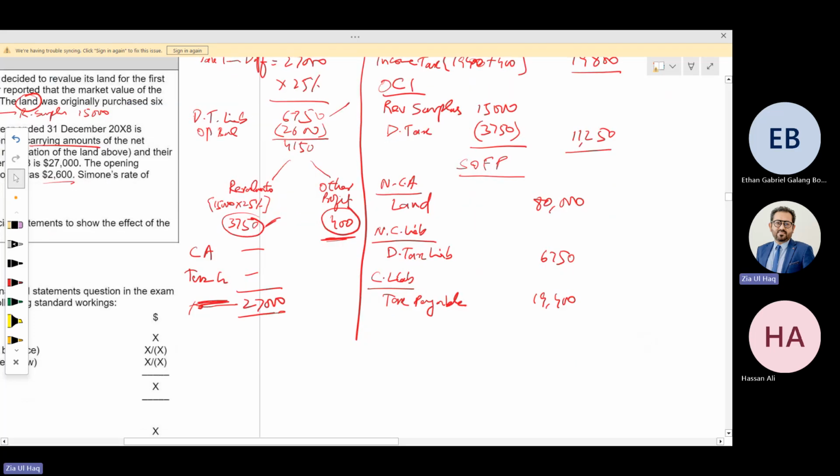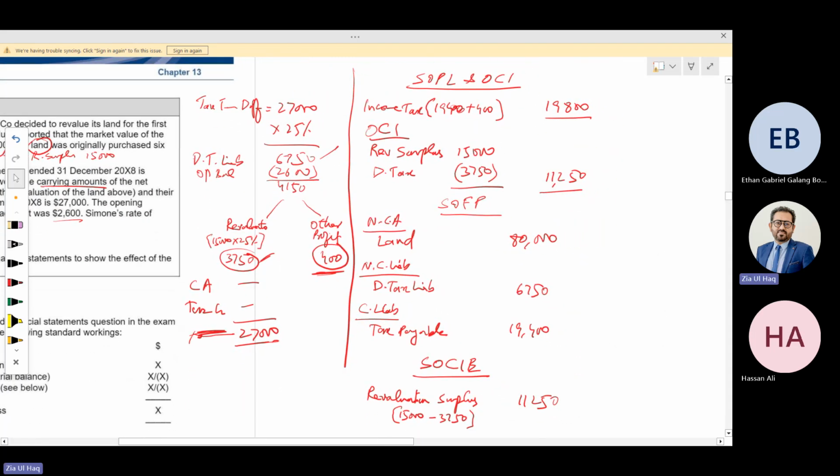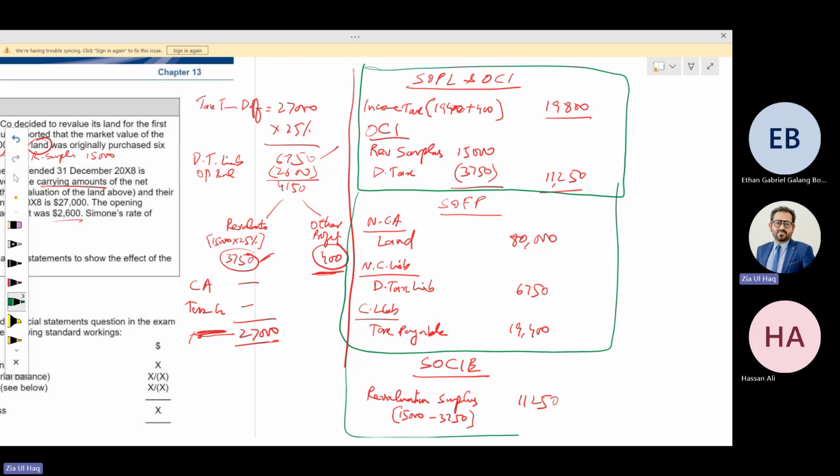And next, we need to prepare what? Statement of changes in equity. Under the statement of changes in equity, we need to record what? Revaluation surplus. With how much amount? 11250. How is it calculated? 15,000 minus 3750. So we have prepared the financial statement extracts for the statement of profit and loss and other comprehensive income, for the statement of financial position and the statement of changes in equity.